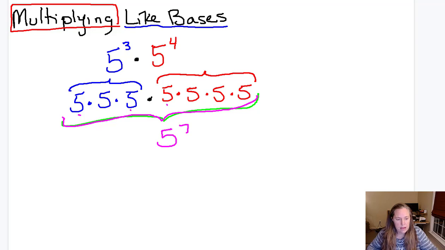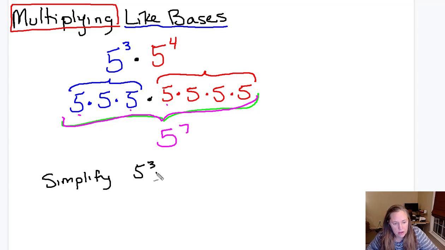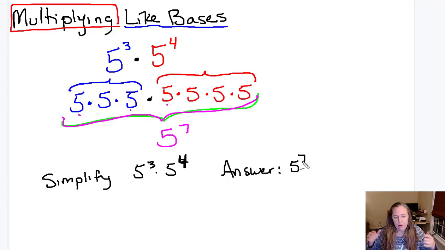So you might see in a math problem, simplify 5 to the third times 5 to the 4th. That's supposed to be 4. I'm not erasing everything. Just 5 to the 4th. And your answer is 5 to the 7th. You don't have to multiply 5 times itself 7 times. You just answer 5 to the 7th.